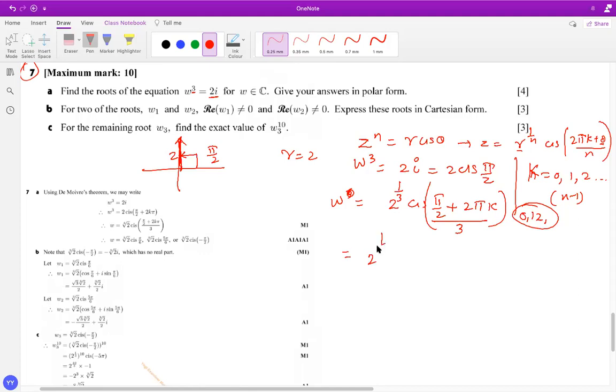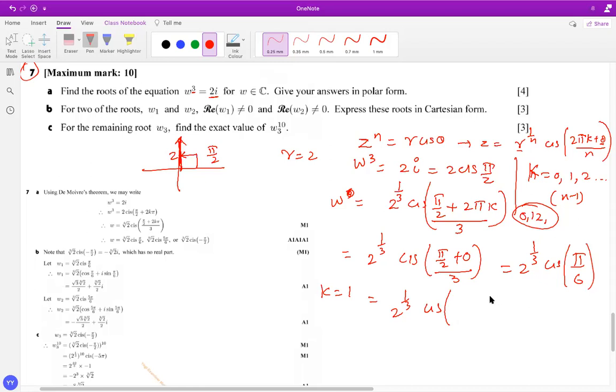We get 2 to the power 1/3 cis of (pi over 2 plus 0) over 3. So that gives us 2 to the power 1/3 cis pi over 6. This is the exact value of the first one. Now to get the k value as 1, when I plug in k as 1, I get a similar situation: 2 to the power 1/3 cis of (pi over 3 plus 2 pi over 3).